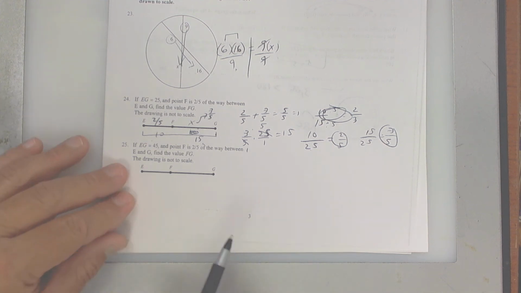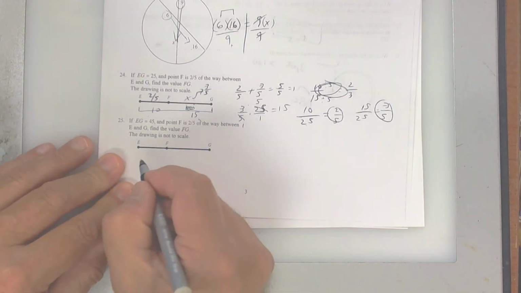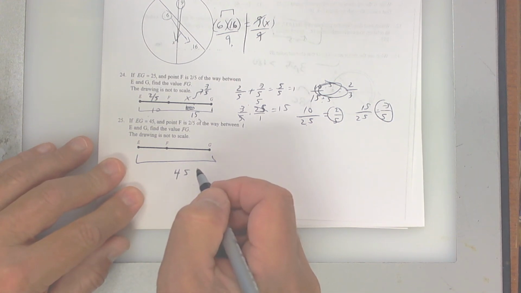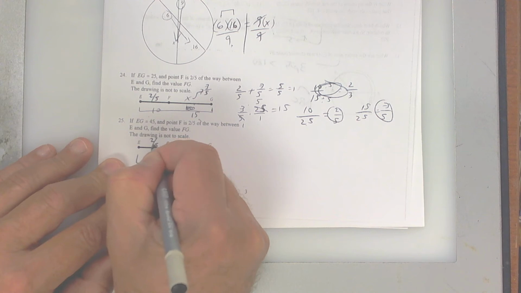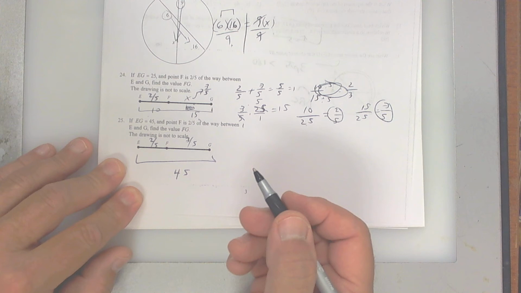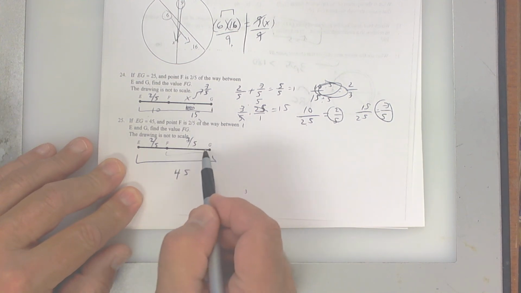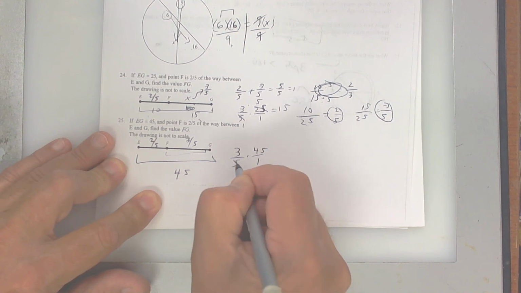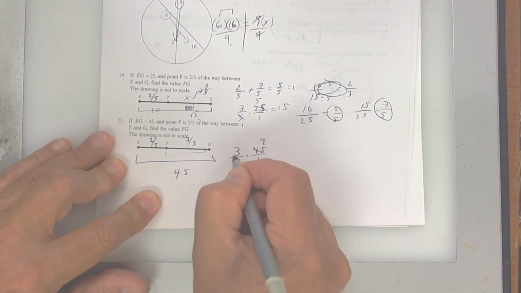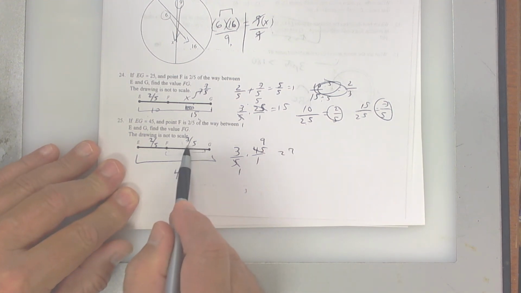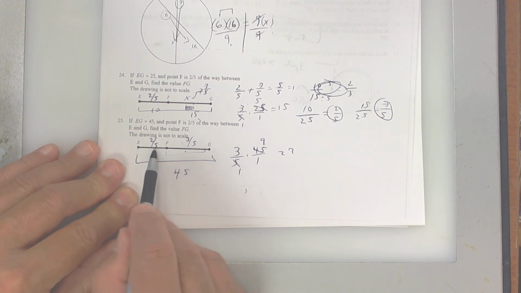Okay, this one works the same way. Let's see what's going on. EG is 45, so the whole thing is 45. And this is 2/5 of the way between these, so this one is 2/5, and this one has to be 3/5. Basically the same thing. They want FG, so they want this one. So it's going to be 3 over 5 times 45 over 1. 5 goes into that 9 times, and 9 times 3 is 27. So this one's going to be 27, and that's what they're looking for. If they want EF, then you're going to multiply by 2/5. All right, let's go on.